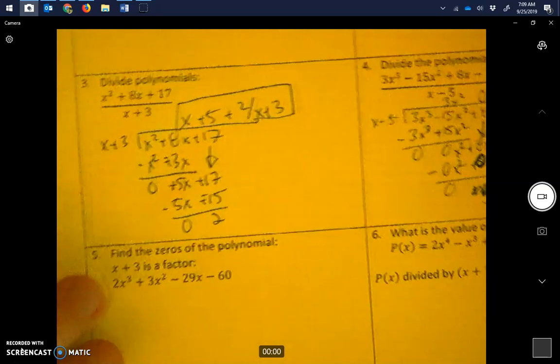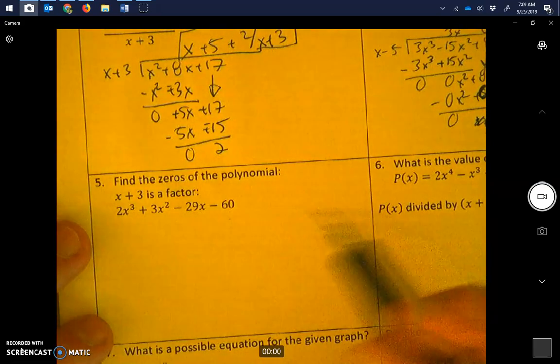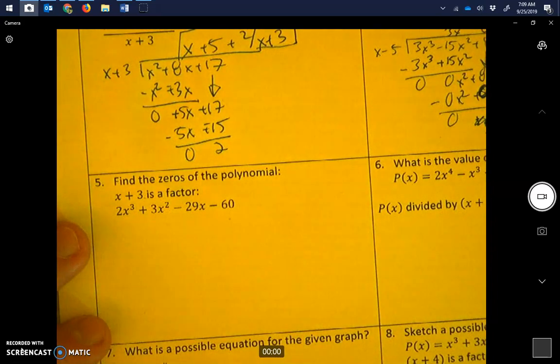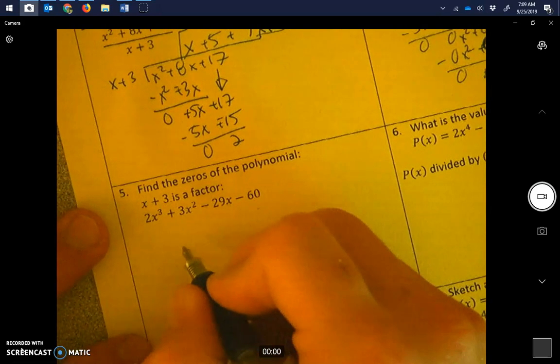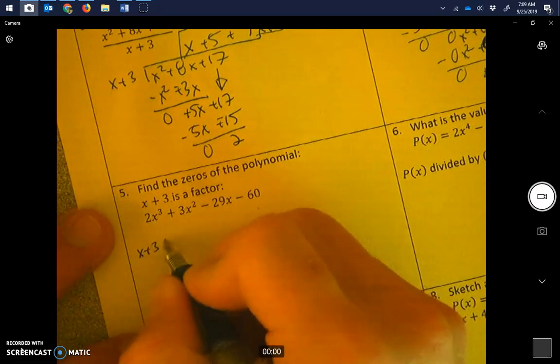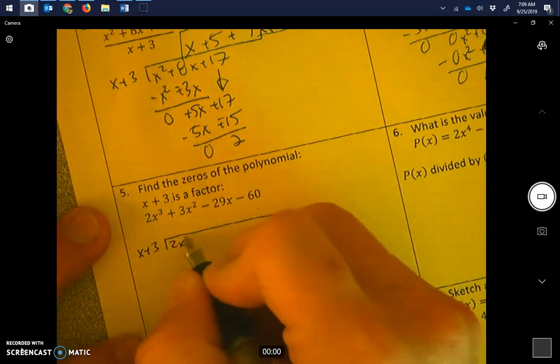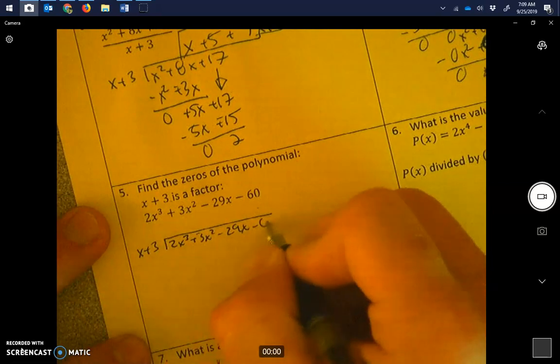Okay. Question 5. So we have to find the zeros, which means we have to factor all the way down. We're given that this is one of the factors. So we have to do long division again. So x plus 3, 2x cubed plus 3x squared.